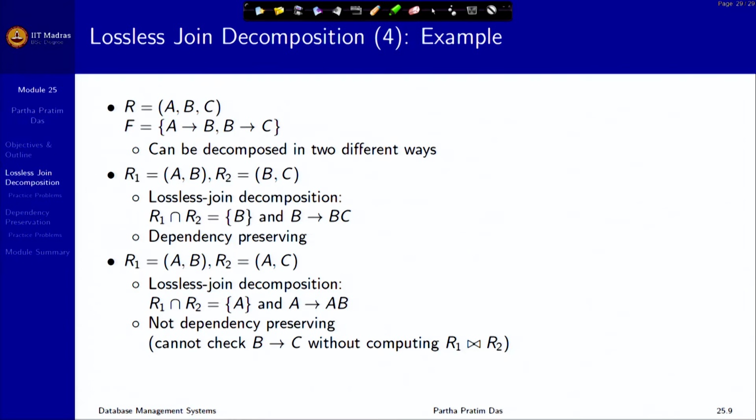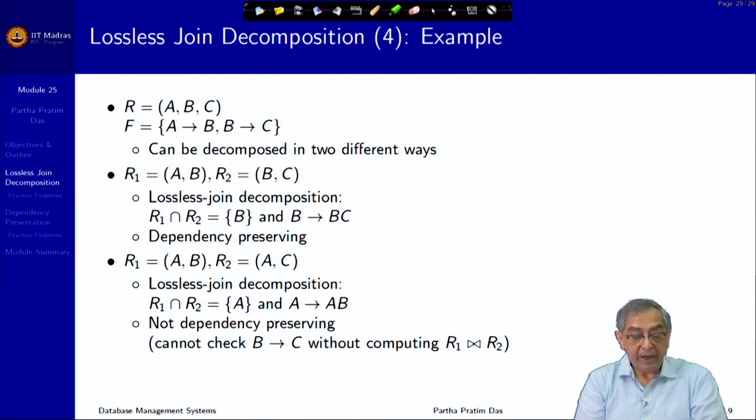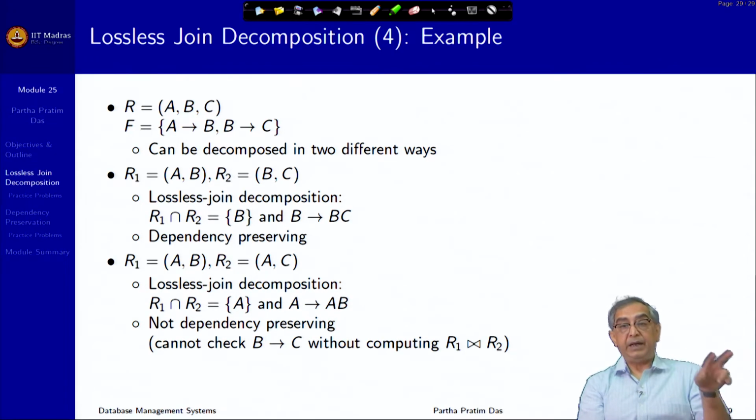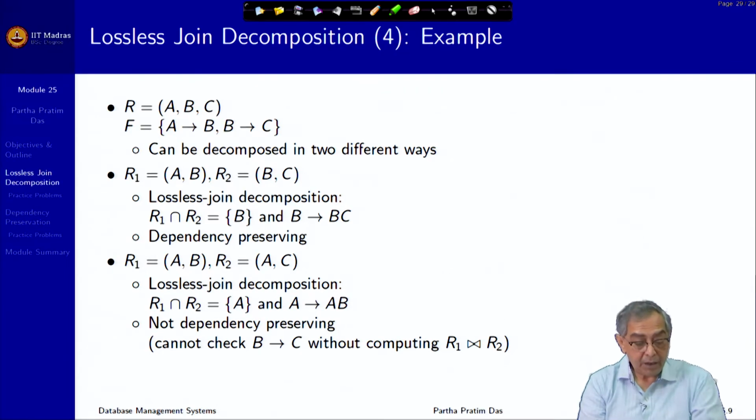Now, these are different examples. A determines B, B determines C can be decomposed as AB and BC, which is a lossless join easily, because the intersection B is a key in the BC decomposed relation. It is also dependency preserving, because you can check A determines B in the first one, B determines C in the second one, it preserves.